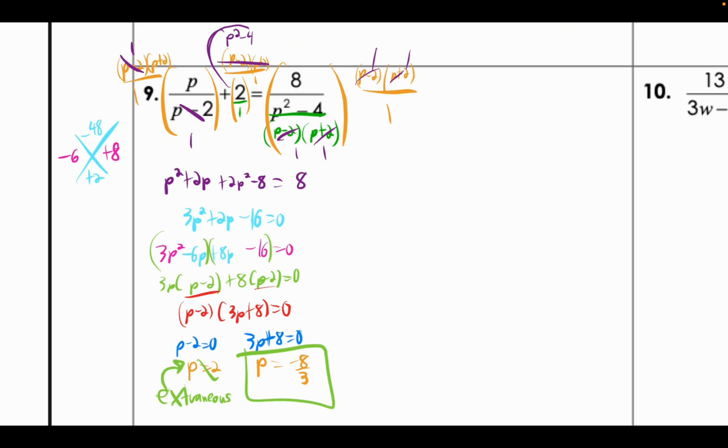If you were to box p equals 2 without crossing it out or calling it extraneous, that would be incorrect, just so you're aware. Let's move on to number 10 here.